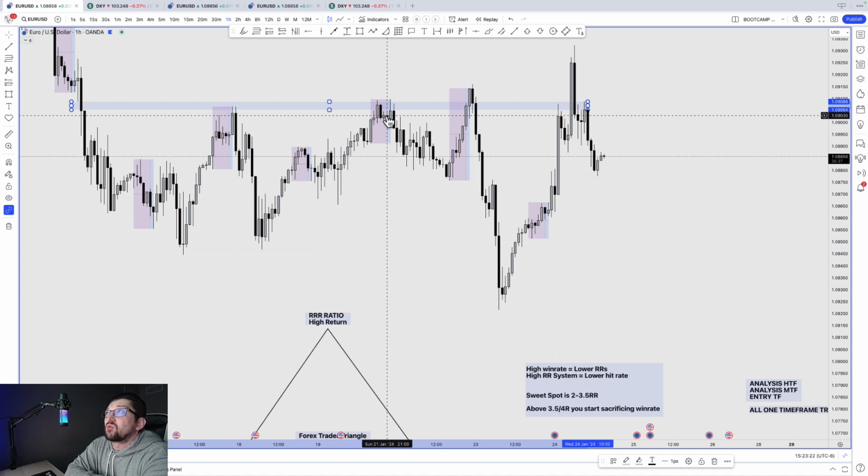As soon as you get to the more complex side of things, you get into smart money concepts, which has 100 different variations of it. Everybody's got their own spin on it.